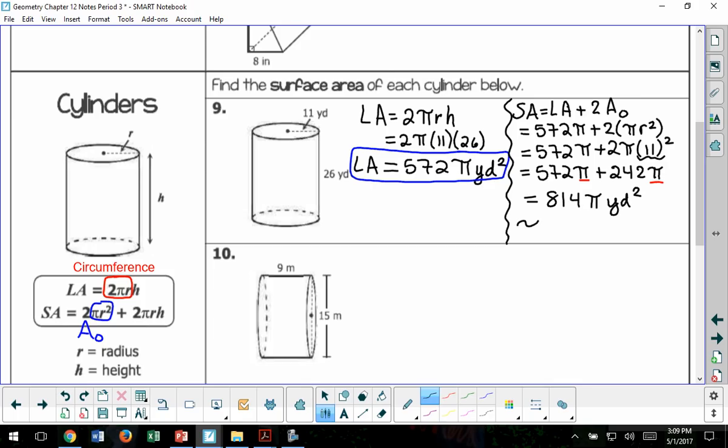And if you do this, this is your surface area. And then to round, you get 2,557.3 yards squared. So that is your surface area, and this right there is your plug-in.